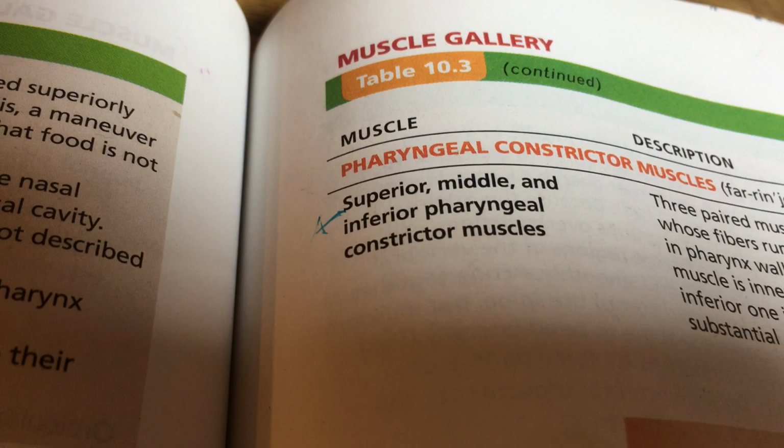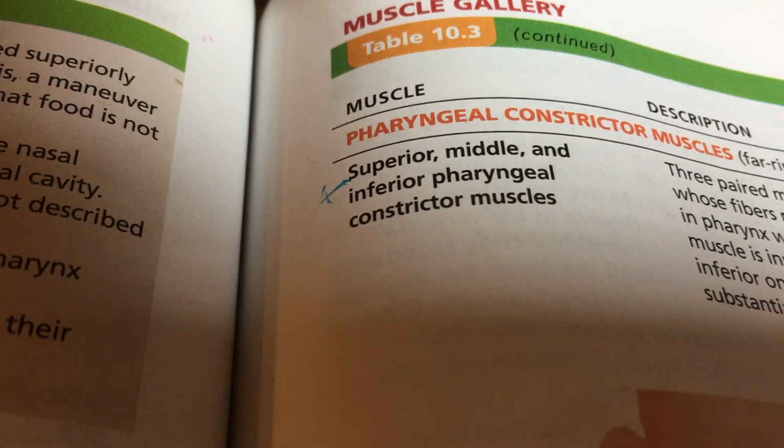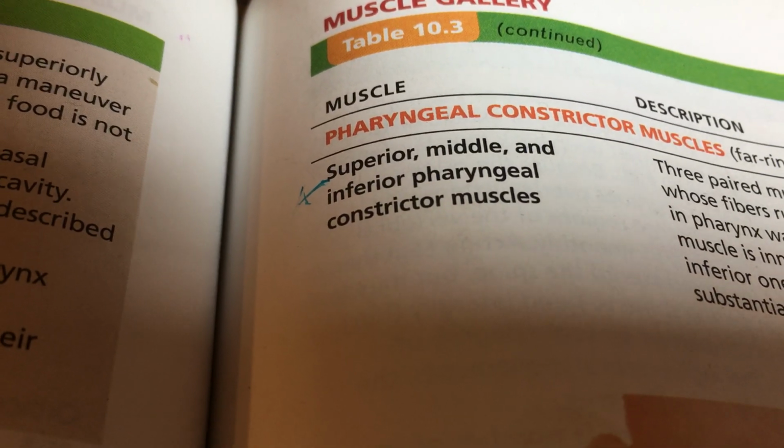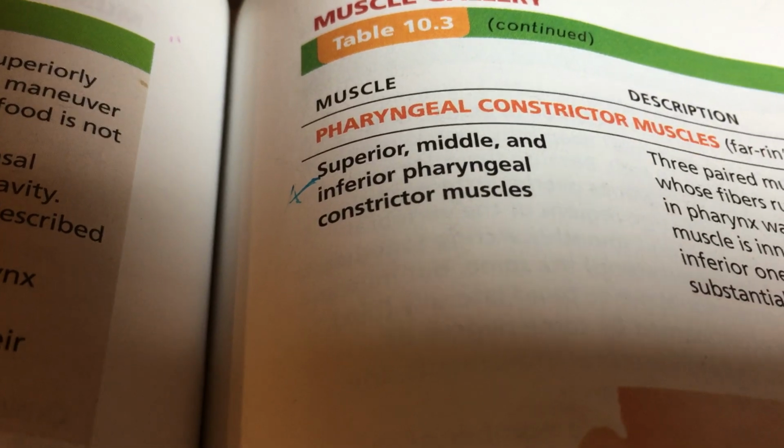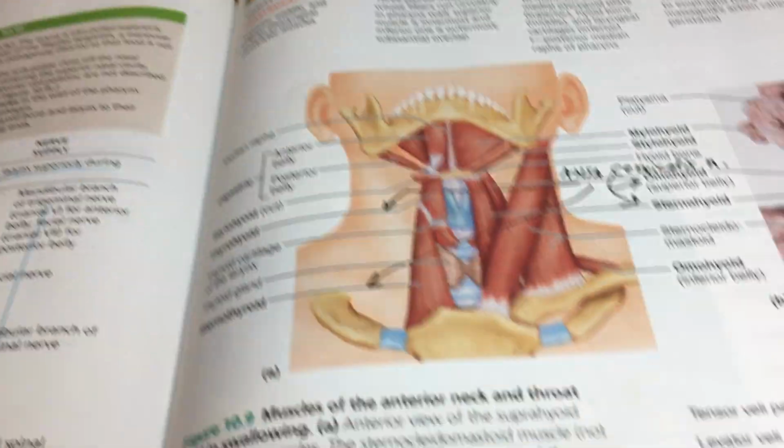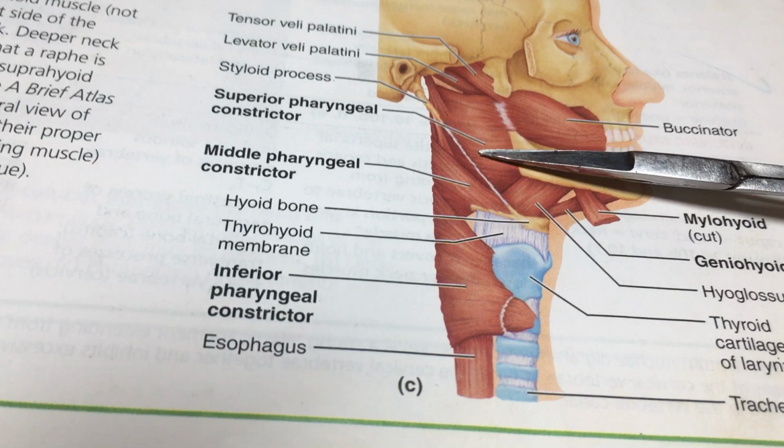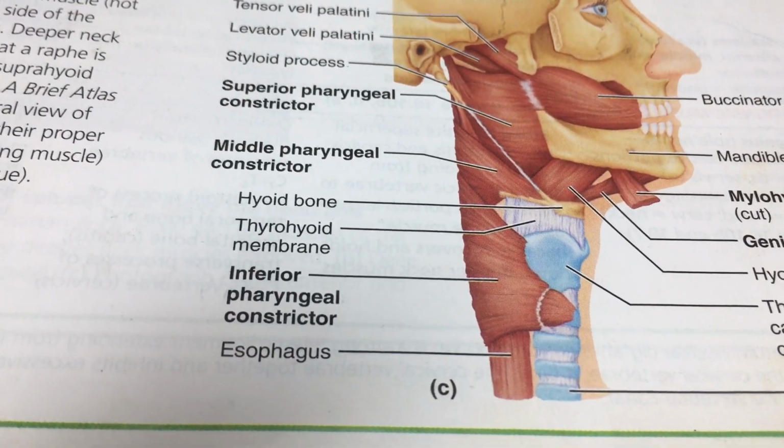And up here we have the superior, the middle, and the inferior pharyngeal muscles, and they're listed right over here, and we'll pick them up in the next episode.